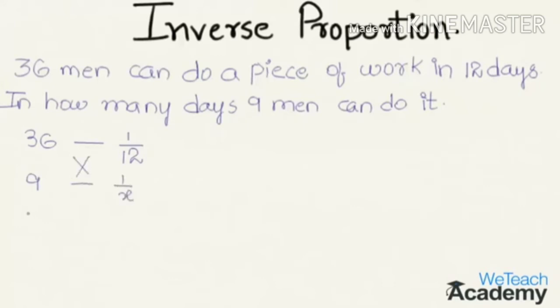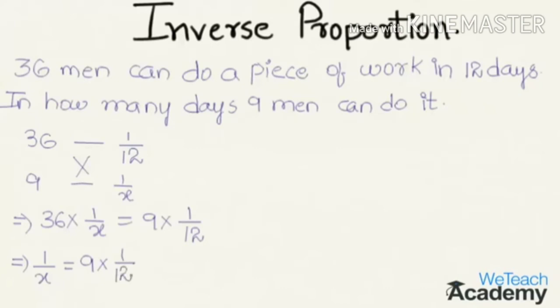Now let us cross multiply it. So we get 36 into 1 by x, which is equal to 9 into 1 by 12. As 36 is multiplying here, it divides. So we get 1 by x is equal to 9 into 1 by 12 into 1 by 36.